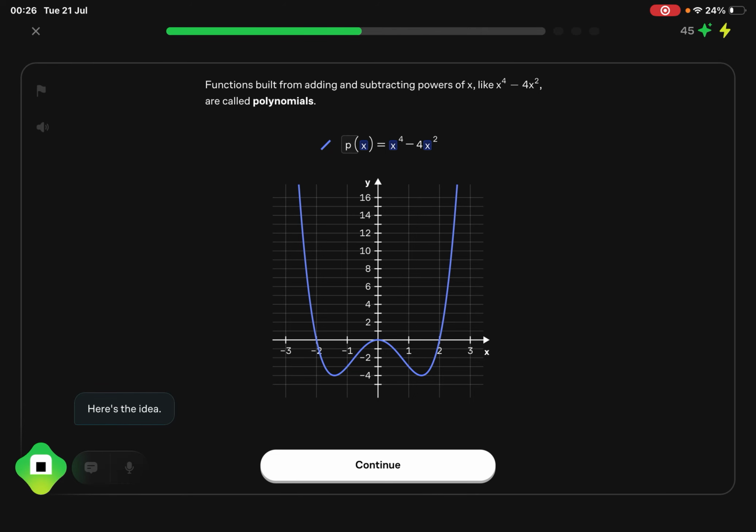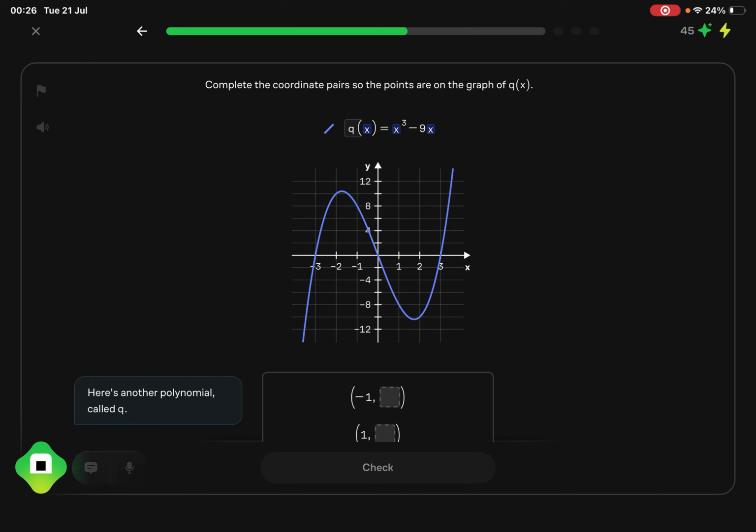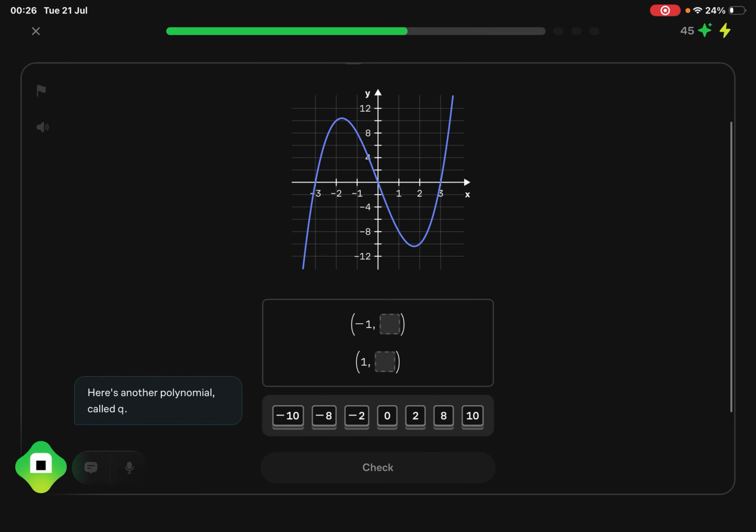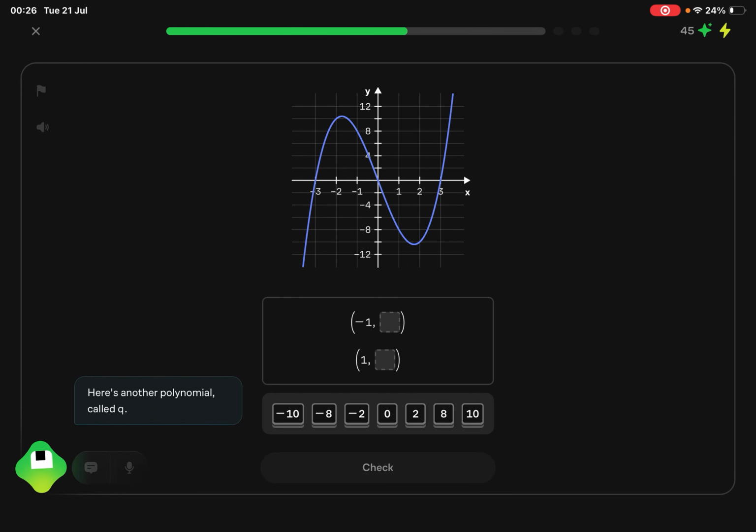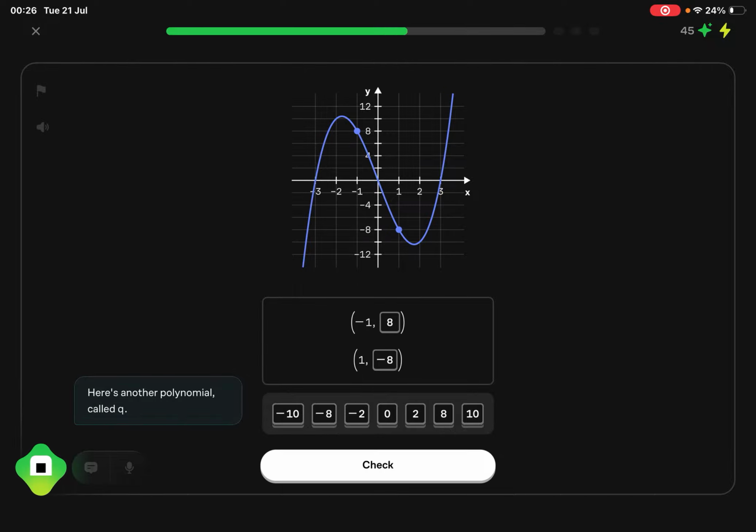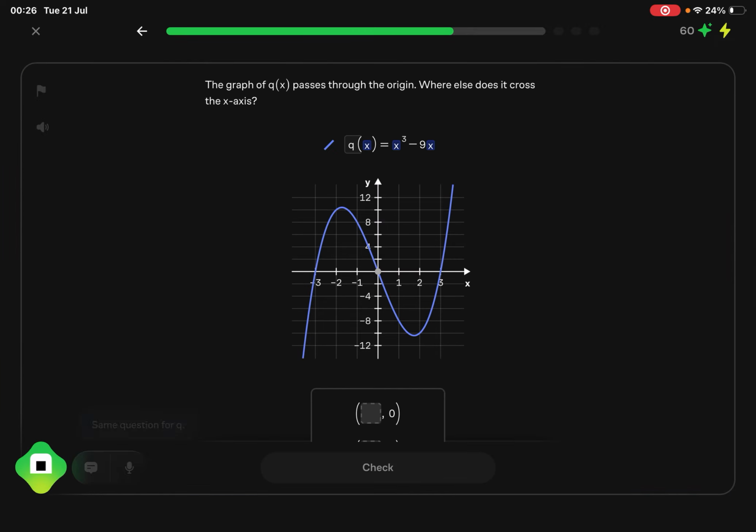Here's the idea. Here's another polynomial called q. -1 is -8. 1. No, wait. -1 is 8. Good. Same question for q.